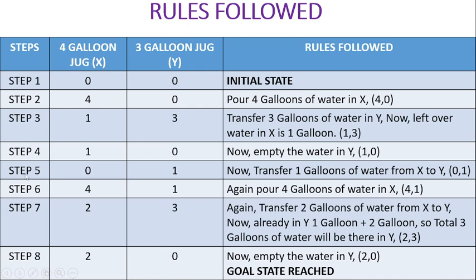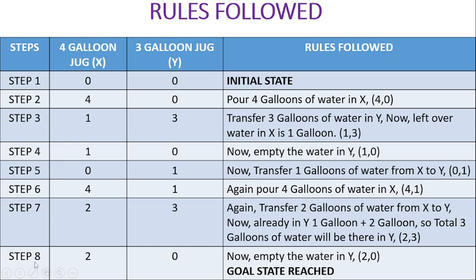Now step 5. Transfer this 1 gallon of water to Y. So 0 comma 1. Now step 6. Again pour 4 gallons of water in X. So 4 comma 1. Now step 7. Transfer 2 gallons of water from X to Y. So in Y it has a total of 3. So 2 comma 3.